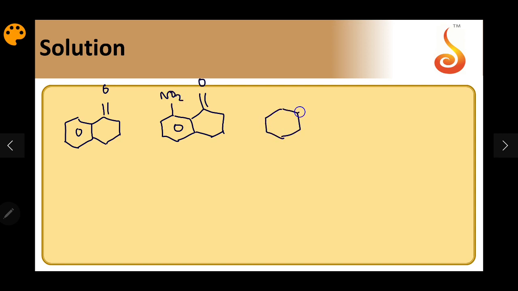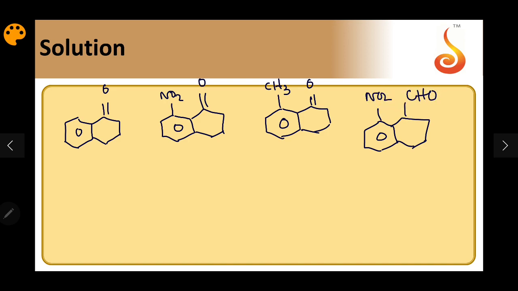And the third one we have the same structure, ketone again, but we have a methyl group. And the fourth one we have a benzene ring, nitro group with aldehyde. So aldehydes are more reactive than ketones because of steric factors, and also you have a nitro group in the same compound, so the electron withdrawing effect is also there. So the fourth compound should be first in the order of reactivity because it is an aldehyde.